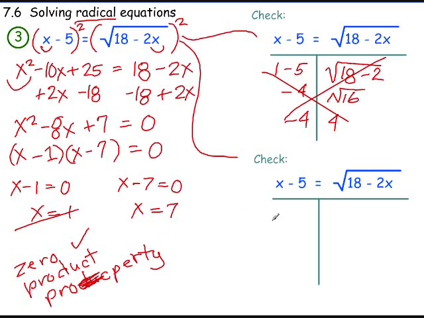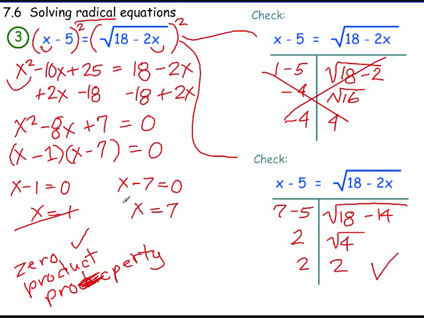Well, let's try the 7, see if that one works. We're going to have 7 minus 5, and then we'll have the square root of 18 minus 2 times 7, or, that's right, 14. When I do this, what do I get? Yes, of course, 2. And here I've got the square root of 4. This is a happy one. That one worked.